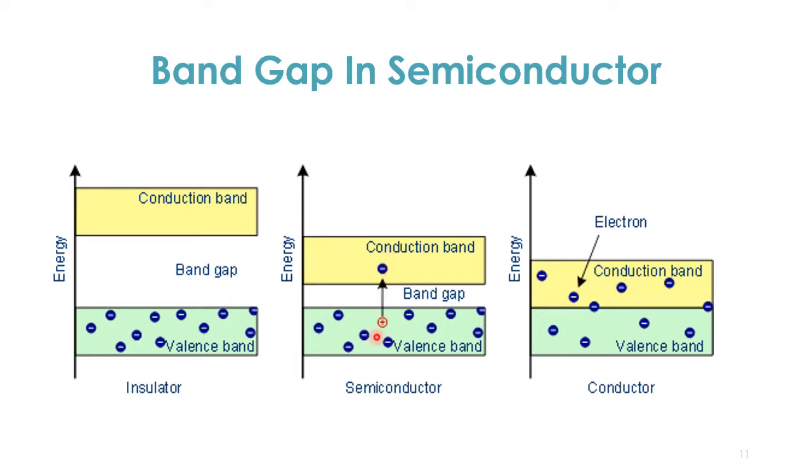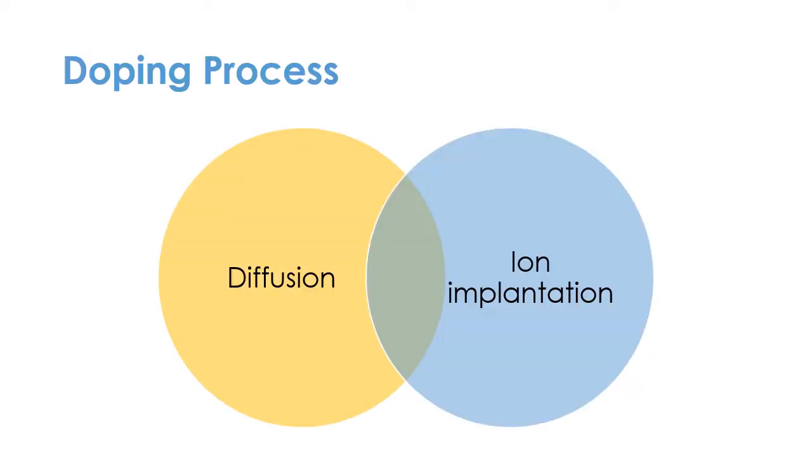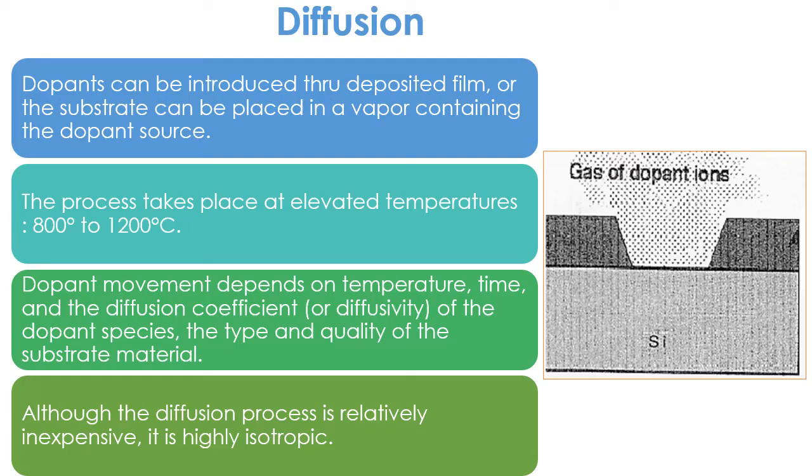Okay, the positive and negative ion. There are two types of dopant process that can be used. One is diffusion and another one is ion implantation. Now let us look into the diffusion process.